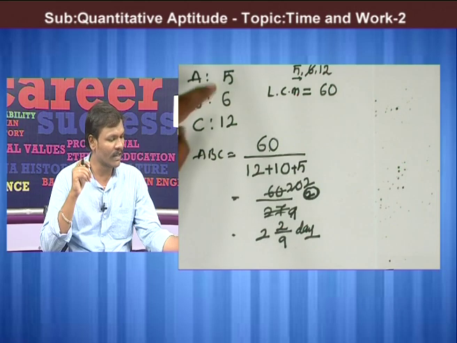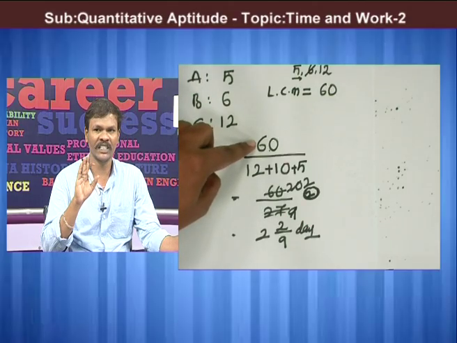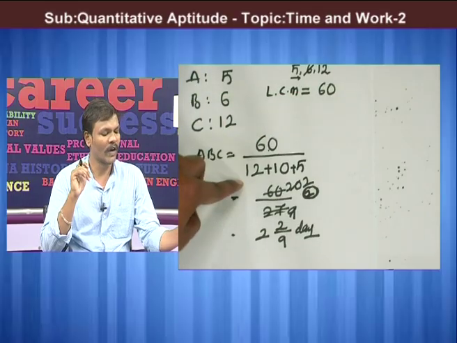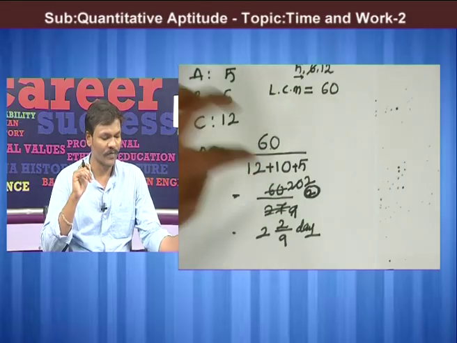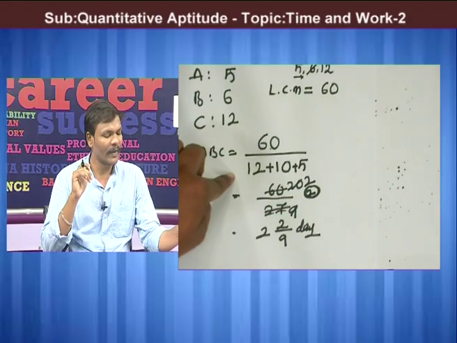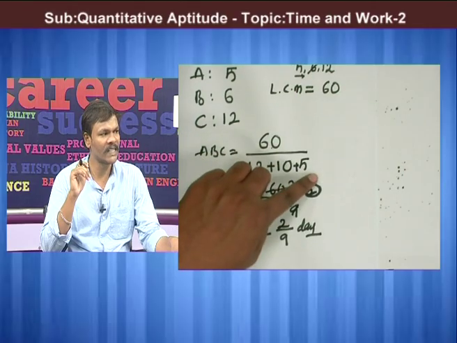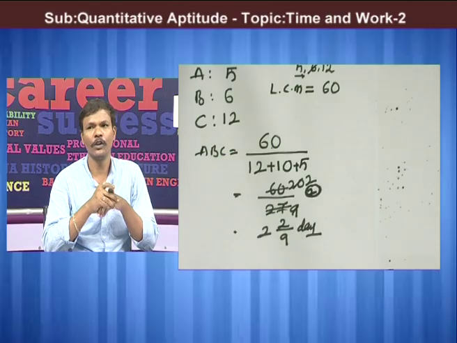The LCM of 5, 6, 12: the numerator of the LCM is 60 simply. The denominator is 5 12s, so 12, 6 10s, so 10, 12 5s, so 5. Working together, all are added, A plus B plus C all together working. So, the answer is 2 by 9 days.